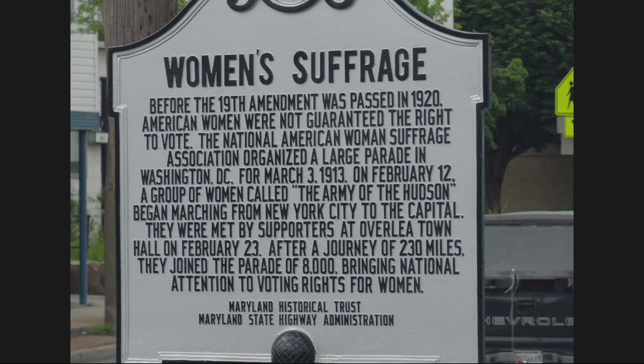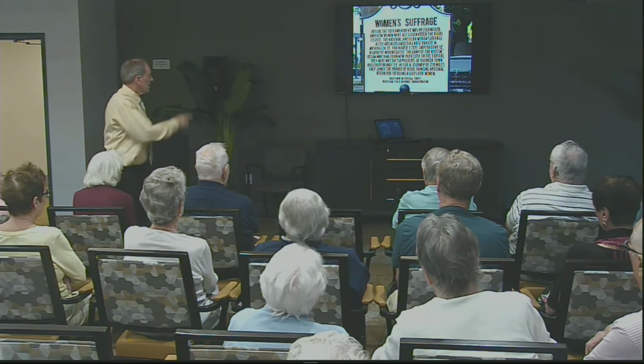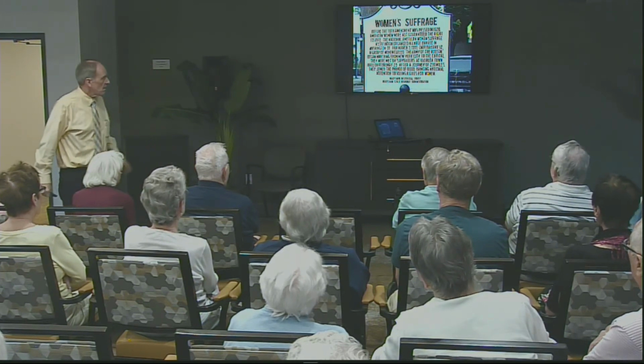This is just outside of Washington, D.C. in Maryland, a sign that talks about women's suffrage. And it says, before the 19th Amendment was passed in 1920, American women were not guaranteed the right to vote. The National American Women's Suffrage Organization organized a large parade in Washington, D.C. in March 1913, and on February the 12th, a group of women called the Army of the Hudson, I love that, began marching from New York City to Washington, D.C. They were met by supporters at Overlay Town Hall, which is in Maryland, on February the 23rd. After a journey of 230 miles, would you want to walk 230 miles? That sounds a little brave. They joined a parade of 8,000 people bringing national attention to the rights of women.